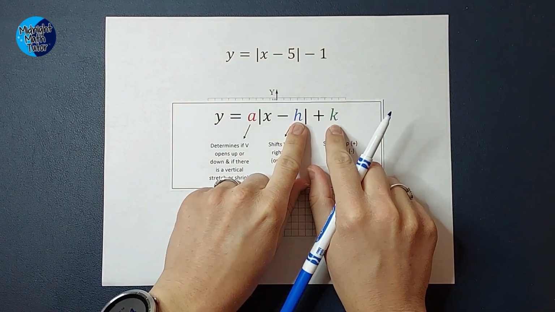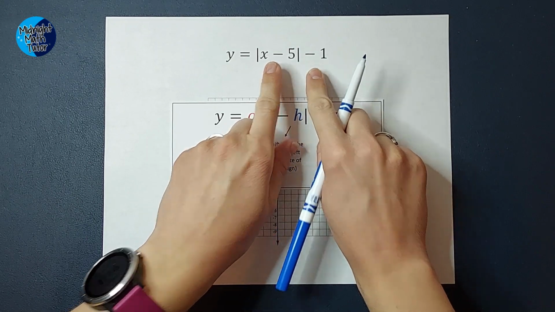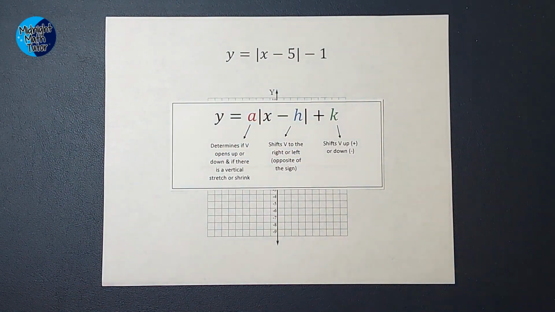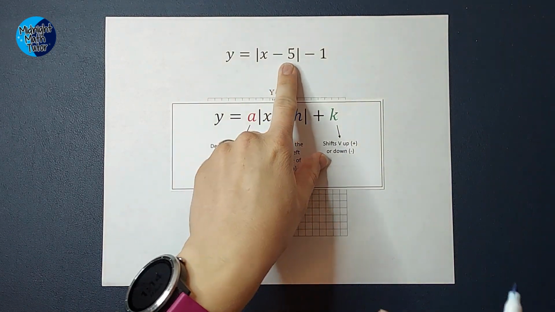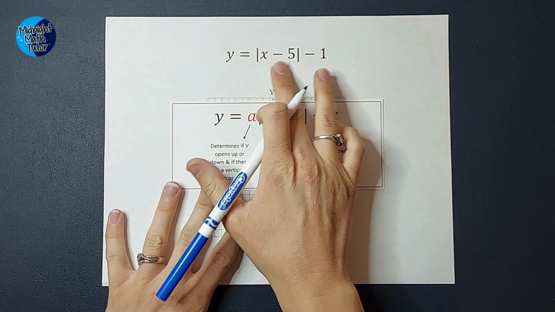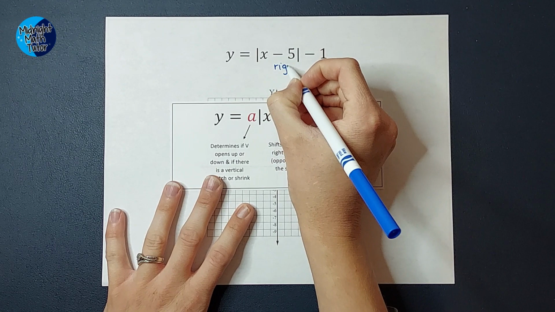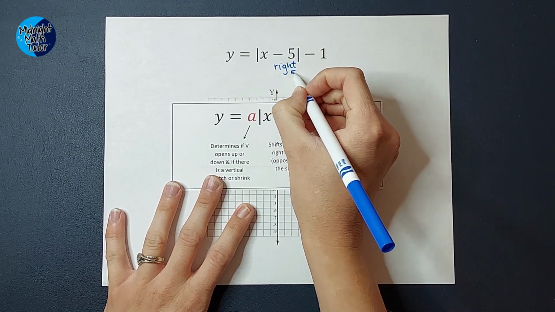Now, for the h and k, that's any number being added or subtracted in here and on the back. That tells you where your vertex shifts to, okay? This one here tells you left and right, and you go opposite of the sign, okay? So when you hear -5, you might think, oh, to the left, but we do opposite of the sign. So with this -5, I'm actually going to move to the right 5, okay?